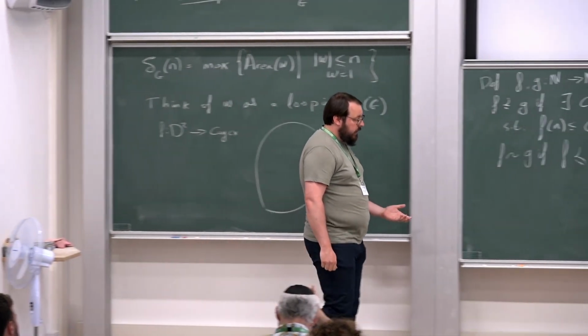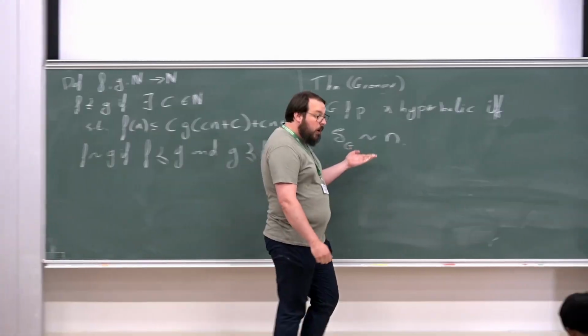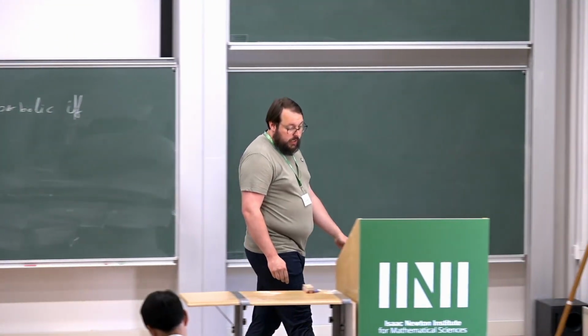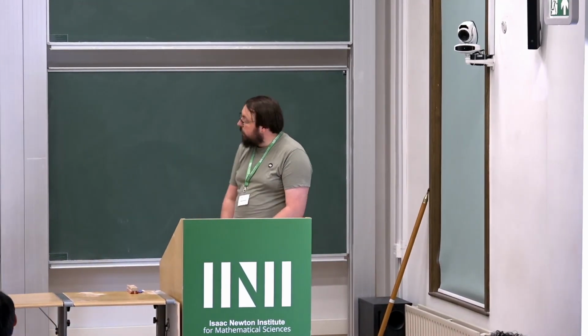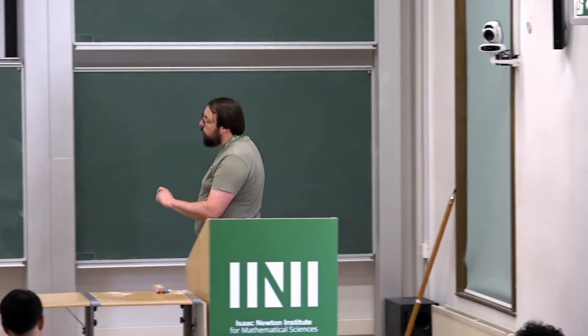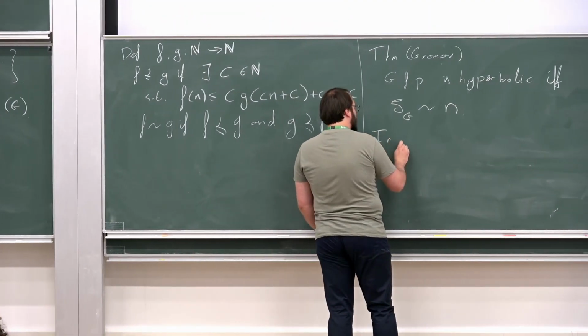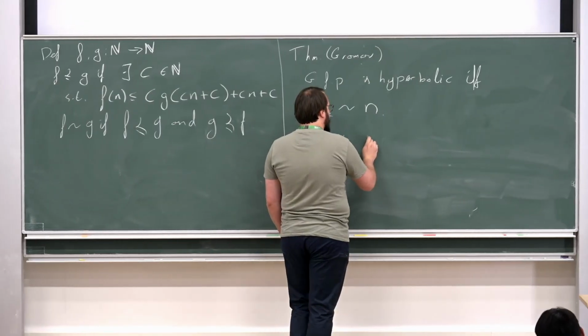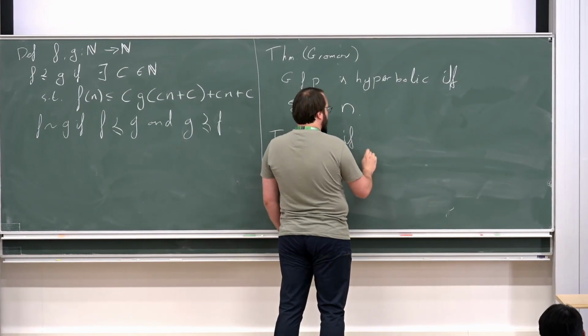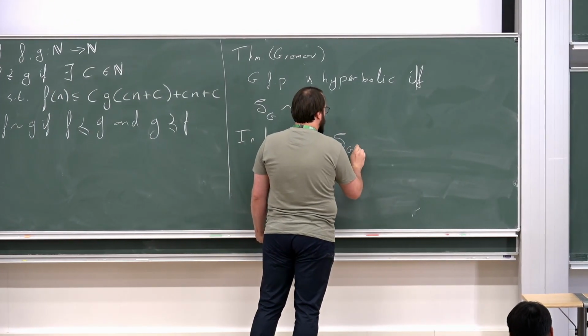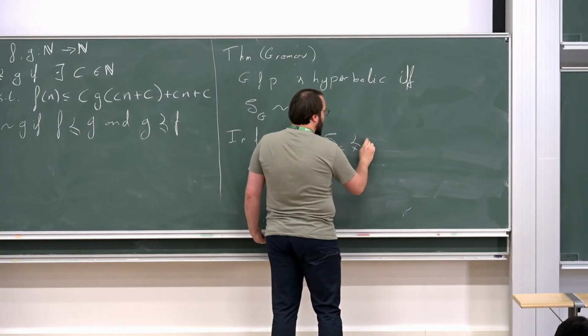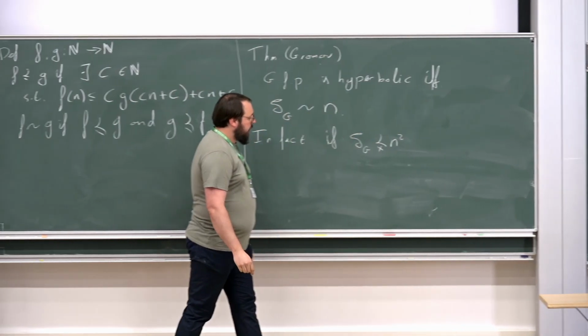Okay, and from here, what you can actually sort of remarkably prove, even more so, is that it's not just being linear, it's actually being sort of small enough, right? So in fact, if the Dehn function of G is strictly smaller than quadratic, then G is hyperbolic.